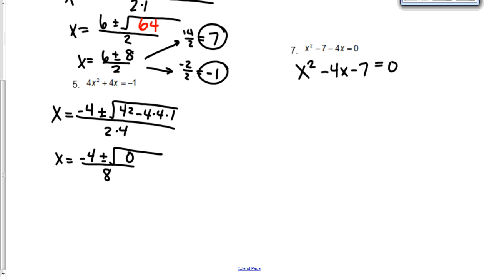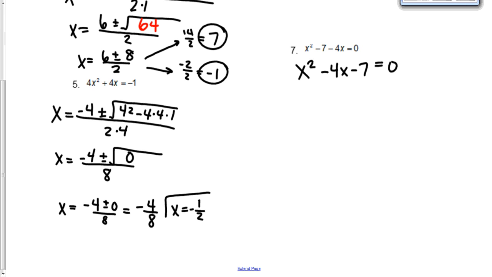Okay, so on number 5, when you work it out, you should get negative 4 plus or minus the square root of 0 over 8. Well, the square root of 0 is just 0. So it's negative 4 plus or minus 0 over 8. Well, whether you're plussing or minusing, nothing's happening. So really, it's just negative 4 over 8, which means we just have one root at negative 1/2.